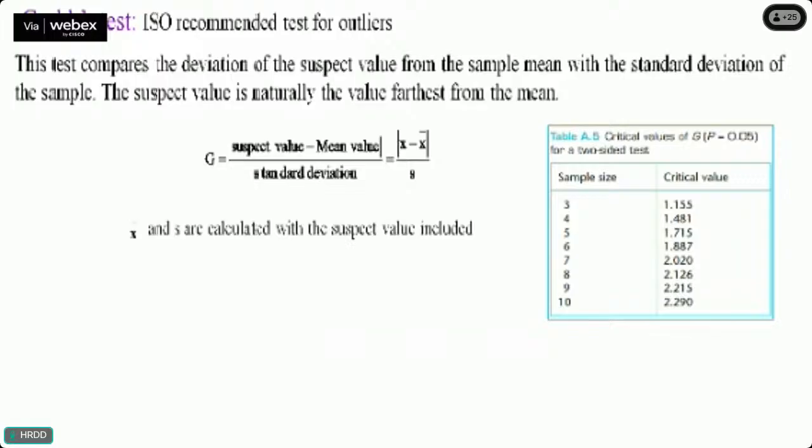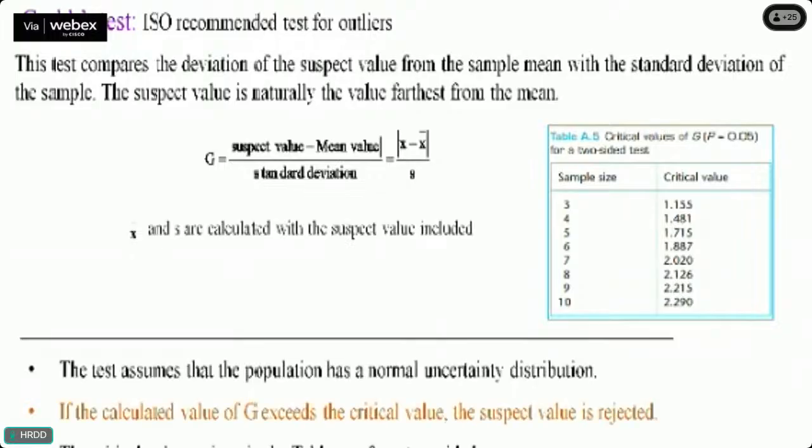The number of measured points is the sample size. The right hand side column is the critical value, G critical. Normally we write G subscript critical. We compare the calculated G value with the critical value of G in the table corresponding to the number of measurements we have done. For example, if we have done 4 measurements, we will have a G critical value of 1.481. It is tabulated, well established values.